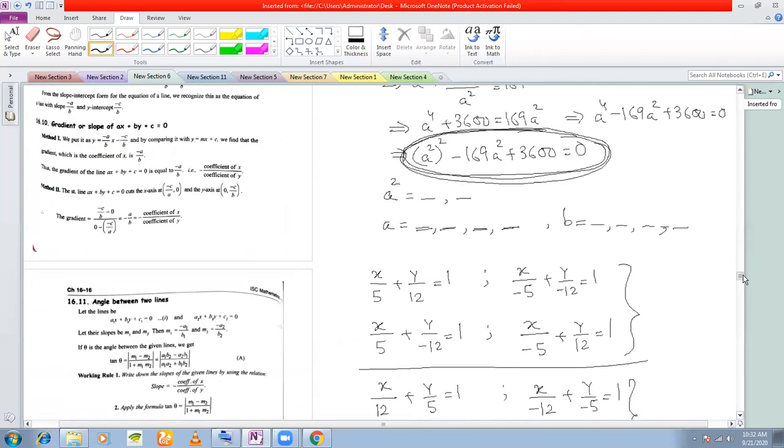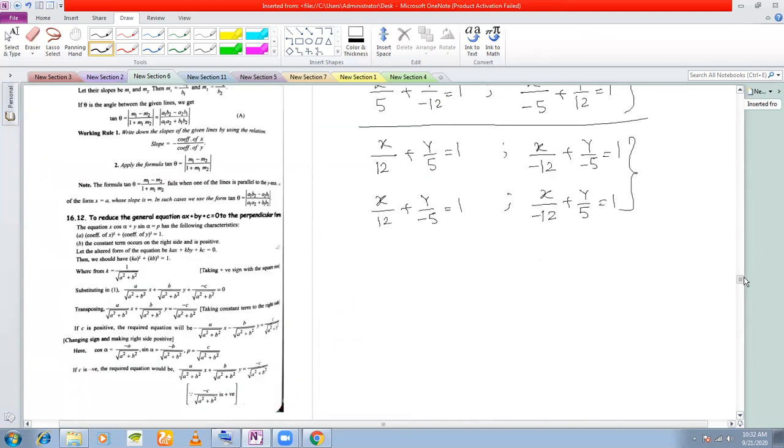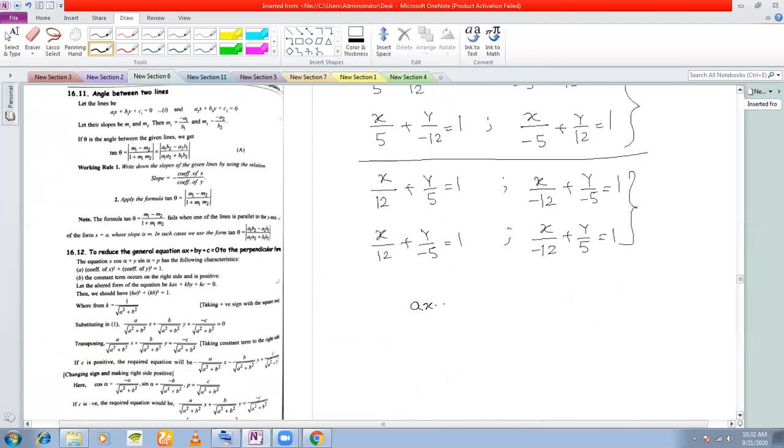The next part is the general equation of a straight line. This equation ax plus by plus c equal to 0, this form is called the general equation of a straight line.